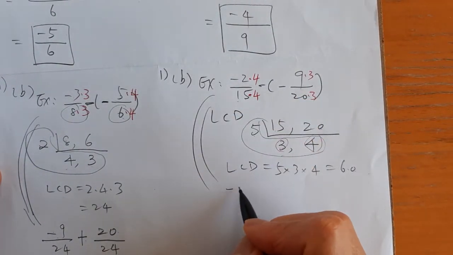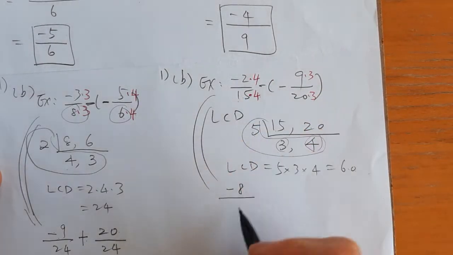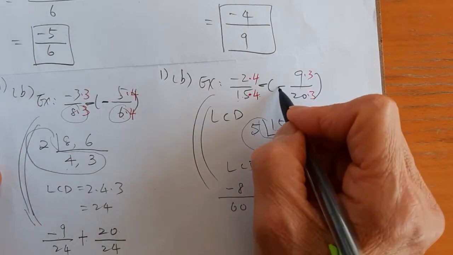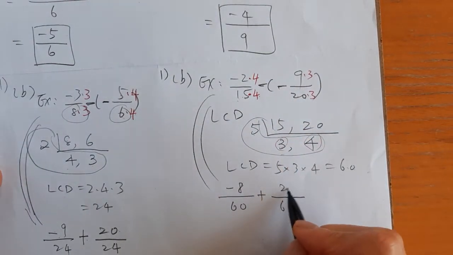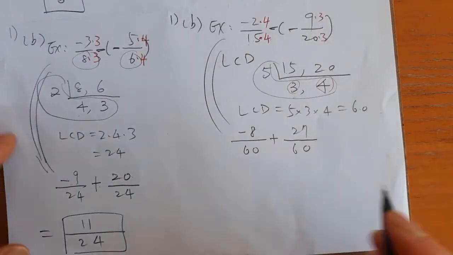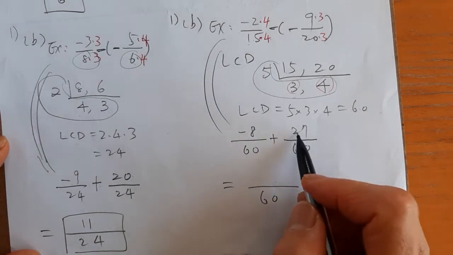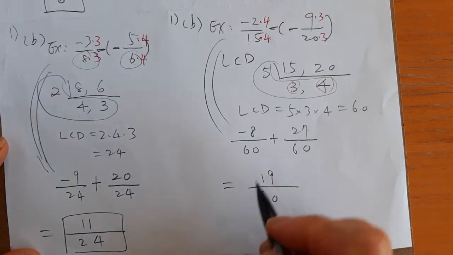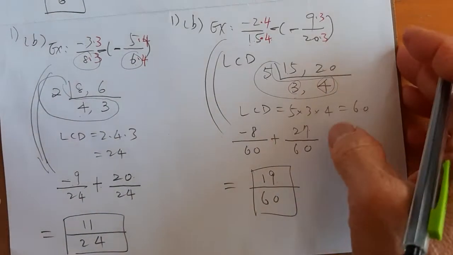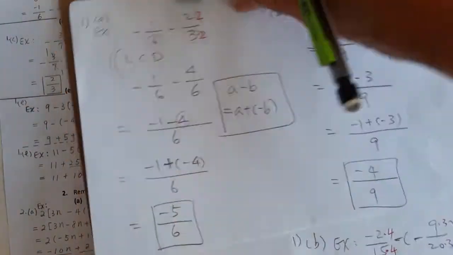First one is negative 2 times 4. It's negative 8 over 15 times 4 is 60. Minus times together is a plus. Then 20 times 3 is 60. And 9 times 3 is 27. Then equal to same denominator is 60. Then you do 27 minus 8. You will get 19. So that's the next question.